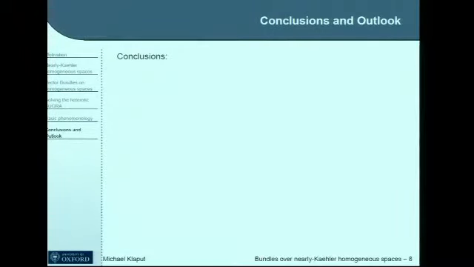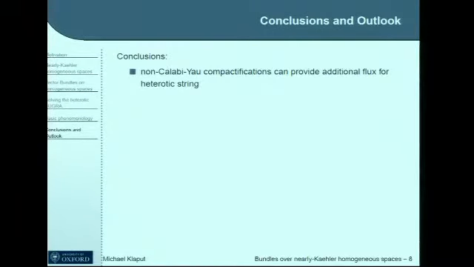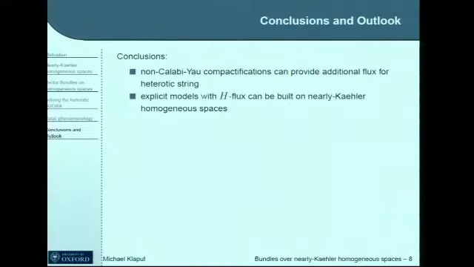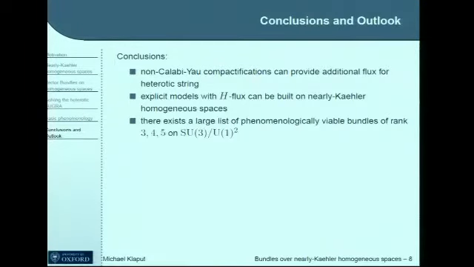Okay, so let me quickly conclude. As I've shown you, non-Calabi-Yau compactifications can provide extra flux, which gives you some more freedom in the heterotic string to stabilize moduli. It's possible to build explicit models with H flux, at first order in alpha prime, and there is a large list of candidates for successful phenomenology. In particular, this space turns out to be the richest one and the one with the most interesting models. And all moduli can in the end be stabilized at consistent values.